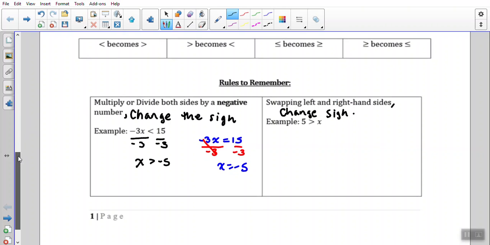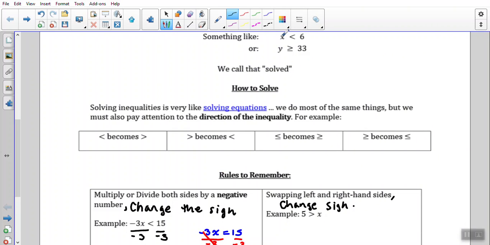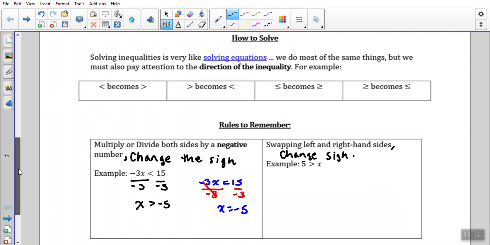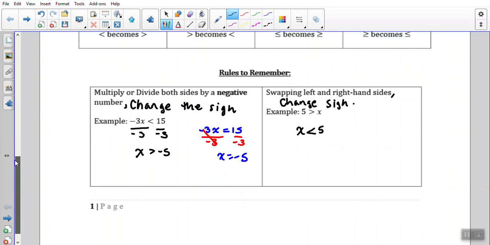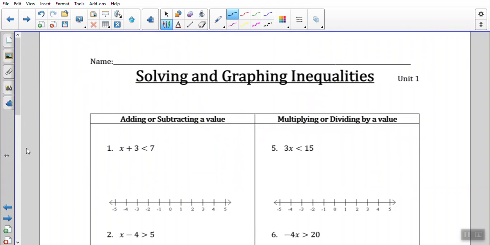Remember in the beginning we said that we want to have the variable on the left and the number on the right. So here we have the number on the left and the variable on the right. To be able to write it properly, we have to write the x over here and we just swap the sides. So whenever we're swapping the sides, we have to change the sign as well. Okay, I think we're ready to go through some examples.